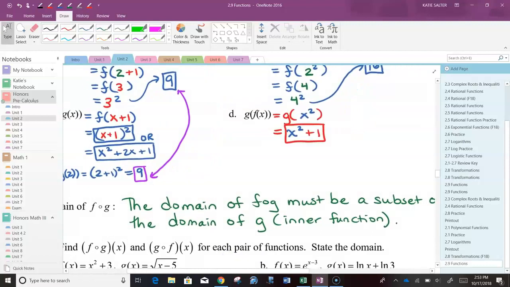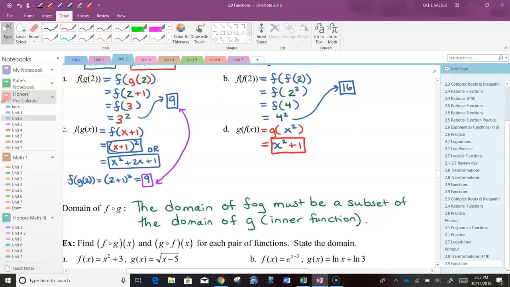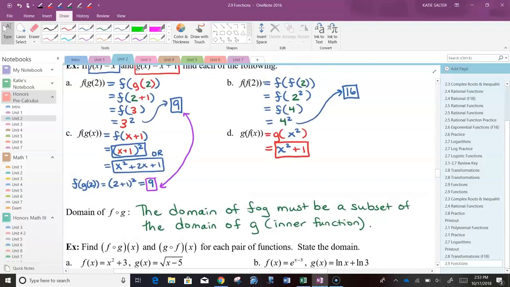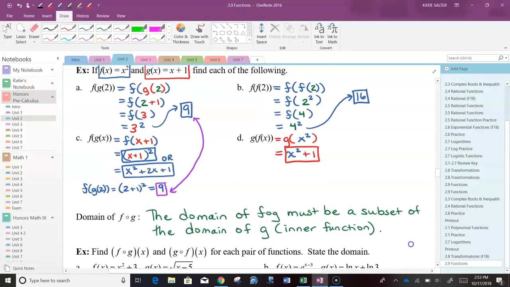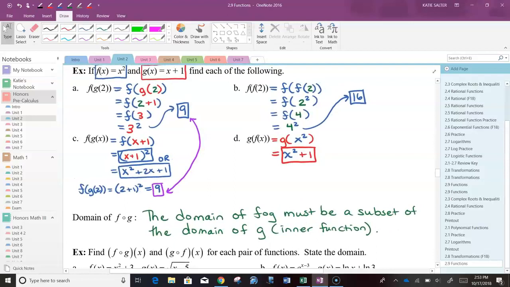The domain of f of g must be a subset of the domain of g, the inner function. This is a really important concept. When you are doing this, because you start with the inside function, you have to be within the domain of whatever that function is. Even if once you apply the outside function, it has a domain of all real numbers, or it cancels out the domain that you had to start with, you still have to stay within the domain of the original function. So this is really, really important.